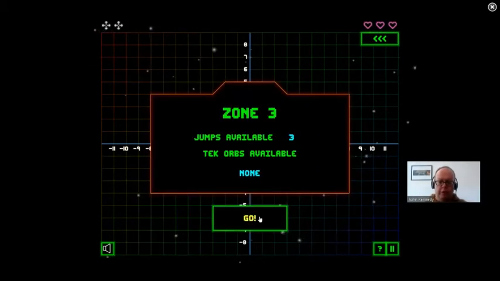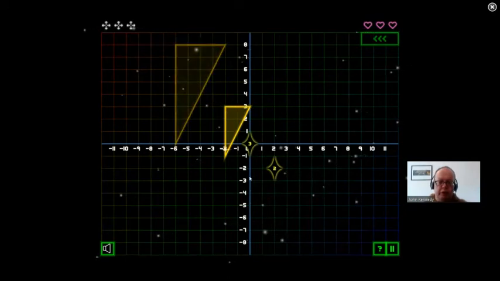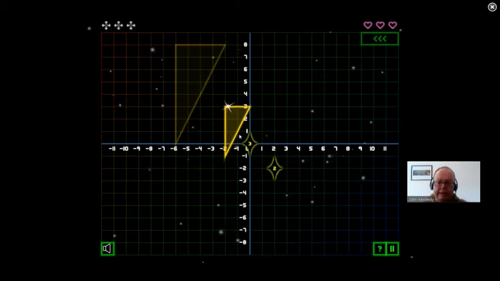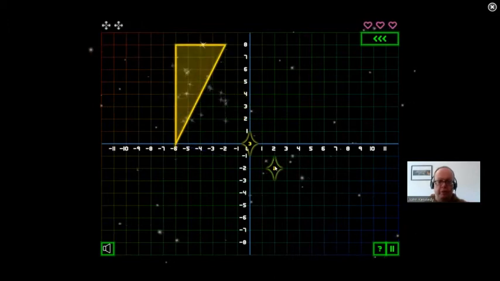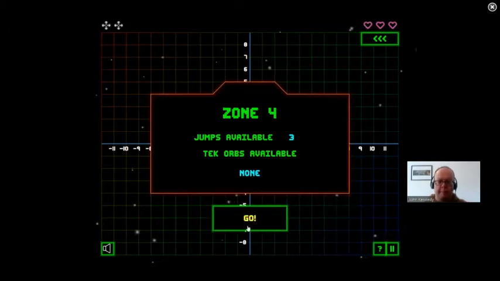Okay, what happens next? I've got a choice of either a scale factor 2 or a scale factor 3. Now I can easily work that out by just looking at how wide my triangle is. That's 2 across and that one's 4 across, so it's got to be the scale factor 2. The scale factor 3 triangle would be much bigger.